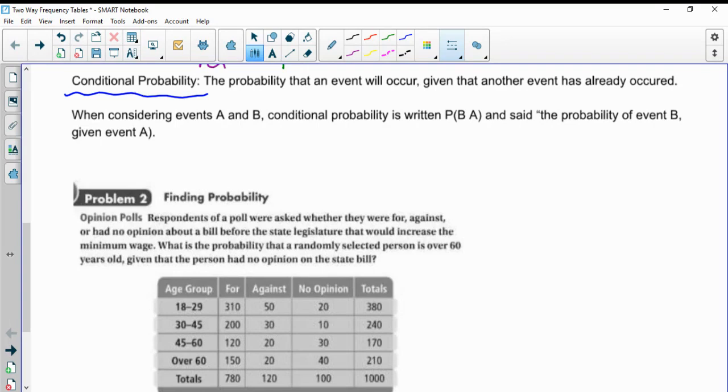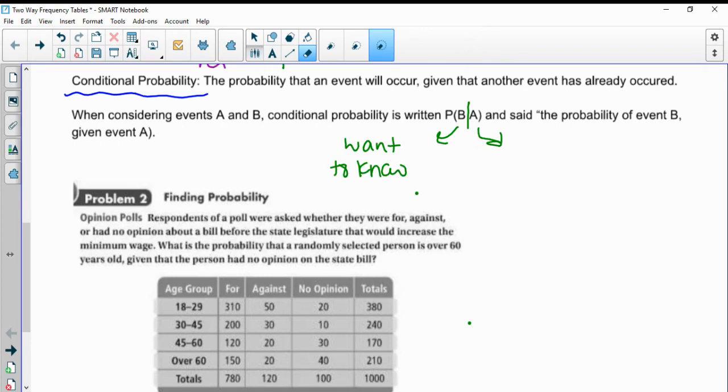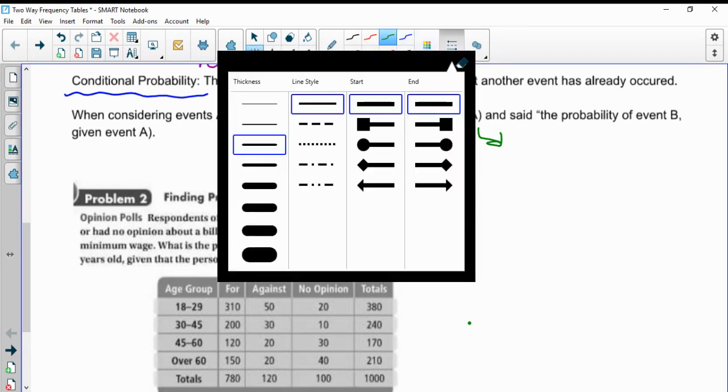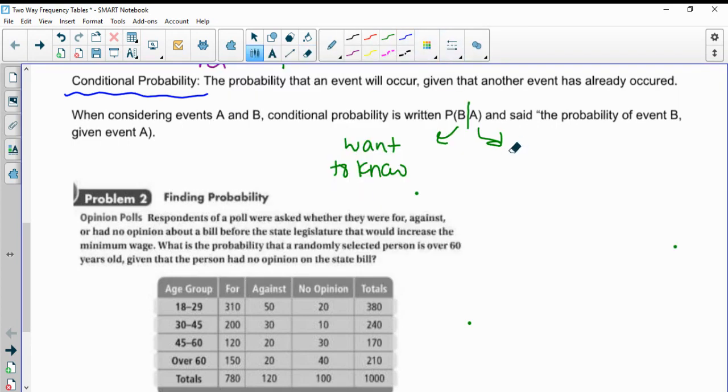Okay, so here's how you write this. Let's just say you have two things, A and B. There should be a line right there. Here's how you write it. It's P for probability, and then your little parentheses, B, and then a line, A. So this first thing, this is what you want to know about. And then this A, this is what you already know. So this is the thing that's going to be given to you. This is something that you already know.